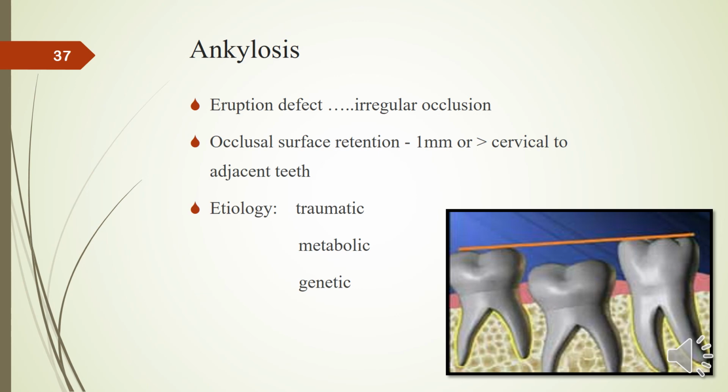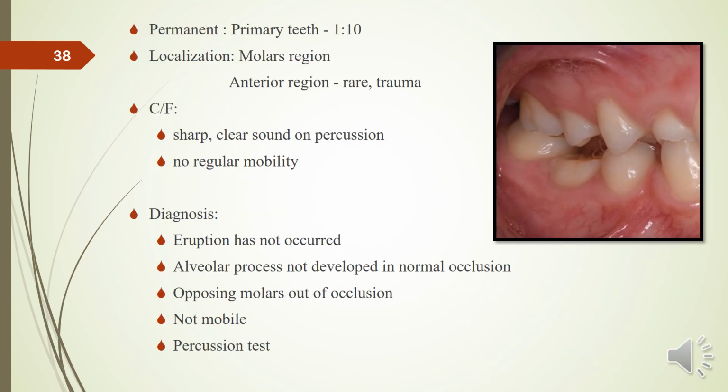This ankylosis can be due to traumatic causes, metabolic causes, or just a purely genetic cause. Now ankylosis is quite common in primary molars. If you see in the picture here, this primary molar has been ankylosed, and therefore it has not erupted to the normal occlusion. How you will know is that when you percuss this tooth, you will get a metal sound and there will not be any mobility. And of course you need to take a radiograph to confirm the ankylosis.